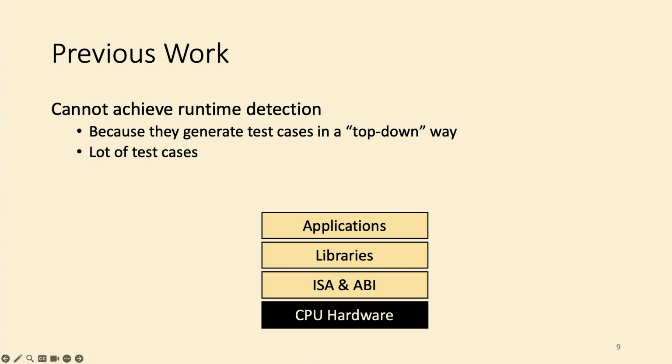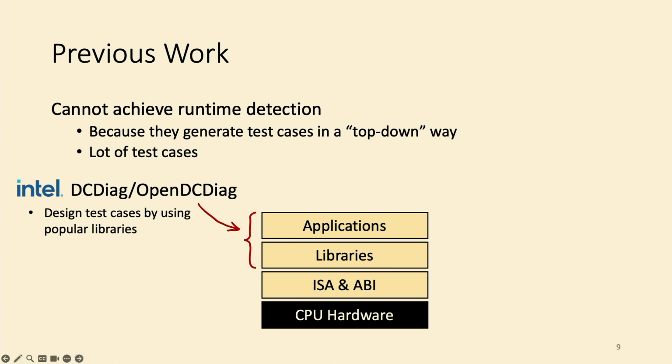For instance, Intel has this tool called DC-Diag, an open DC-Diag. These are based on applications and libraries. So you have some experts at Intel that study hardware components and they come up with these test suites that you can run. You start running them for 45 minutes. They exercise certain code paths in certain ways, and they may or may not find errors.